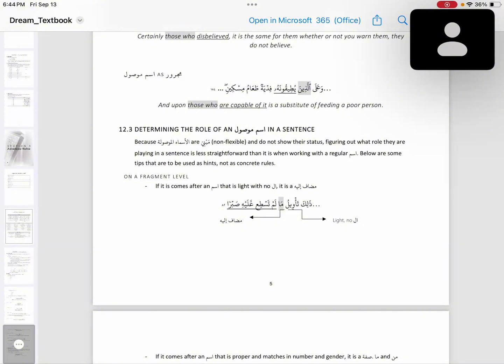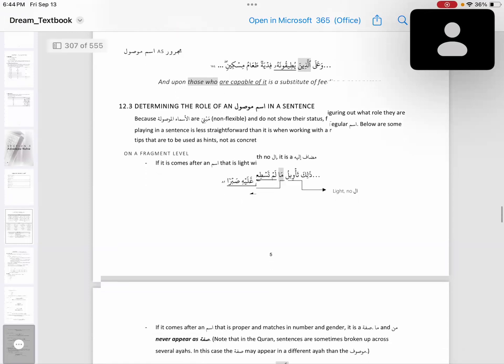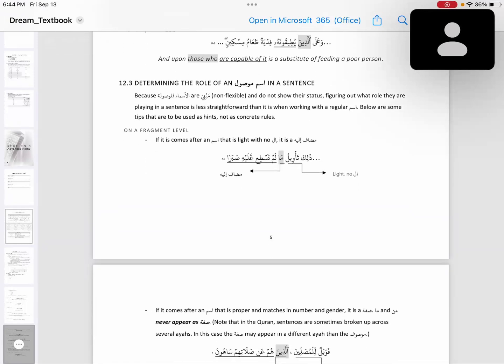On a fragment level, let us see. If it comes after an ism that is light with no al, it will be mudaf ilayh.